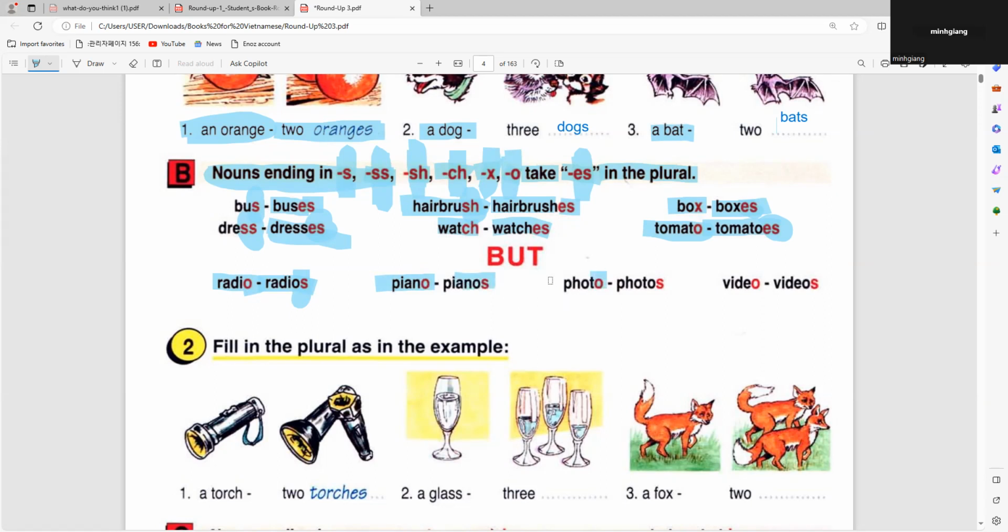How about photo? This one is letter O. If many photos, many pictures. It's S. That's correct. And this one is letter O again. Video. What will you add? Videos. Only S. Okay, do you understand everything? Yes, good job. I'm so happy you really understand.